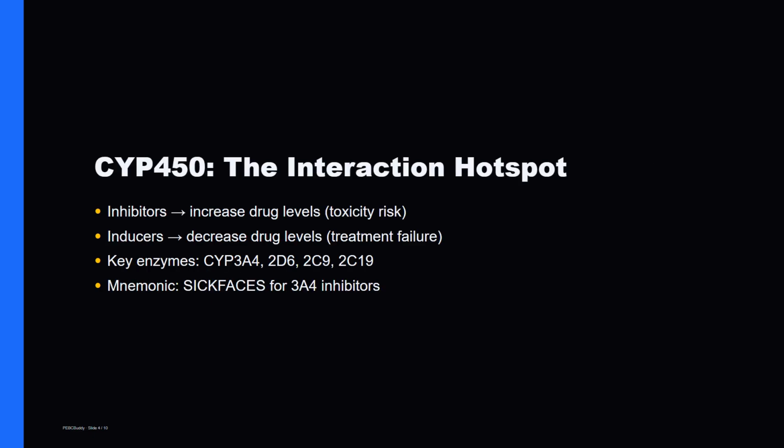CYP450 interactions are probably the highest yield pharmacology topic for the EE. Here's the logic. If drug A inhibits the enzyme that breaks down drug B, then drug B accumulates. That's a toxicity risk. If drug A induces the enzyme, drug B gets cleared faster. That's a treatment failure risk. The CYP450 mnemonic helps with CYP3A4 inhibitors: sodium valproate, isoniazid, cimetidine, ketoconazole, fluconazole, amiodarone, clarithromycin, erythromycin, sulfonamides. For inducers, think CRAP GPS: carbamazepine, rifampin, alcohol chronic, phenytoin, glucocorticoids, phenobarbital, St. John's wort. Drill these lists and you'll recognize interaction patterns instantly.